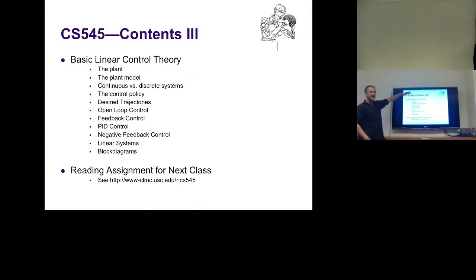So what am I after today? We need to talk about the basic concepts of linear control theory, like the plant model, continuous versus discrete systems, the control policy, desired trajectories, open loop control, feedback control. These are things I mentioned in the intro lecture already a little bit, but they will come another time. We'll talk more in detail about PD control and PID control, negative feedback control, linear systems, block diagrams, and we do a little bit of an example just to give you a feeling what's going on. This is a fair amount of topics. None of them is particularly complicated, you will see. All of this should in theory build on mathematical knowledge, linear algebra knowledge, a little bit of differential calculus, which you have seen before. So let's see how this works.